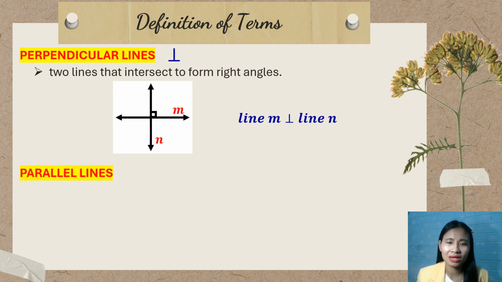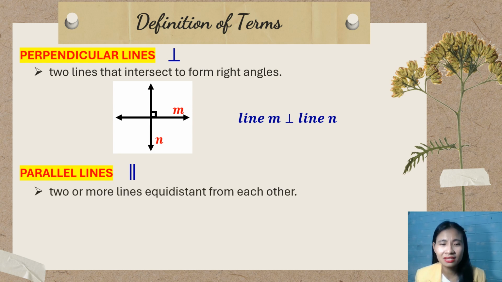Okay, next we have parallel lines. The symbol for parallel lines is two straight lines. They can be vertical, they can actually be slanting, but not horizontal, because if horizontal, it looks like an equal sign. Parallel lines are two or more lines equidistant from each other. Meaning, no matter how far you extend the two lines, they will never intersect.